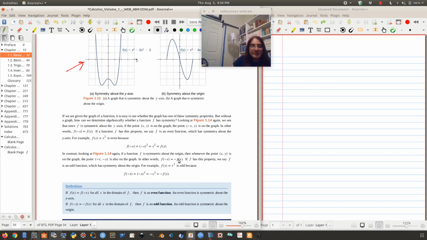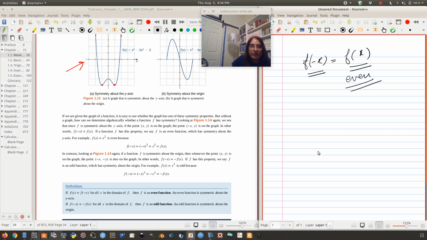For a function to be symmetric about the y-axis, what we need is that if you take f of negative x, it should be equal to f of x. So for example, f of negative 1 here is this value, and f of 1 is exactly the same value. f of 2 is this value, and f of negative 3 is also exactly the same value. So f of negative x is the same as f of x. So that's a function called an even function, which is symmetric about the y-axis.